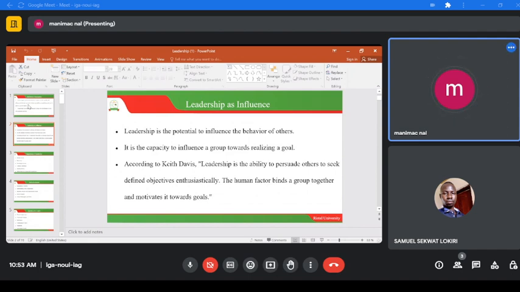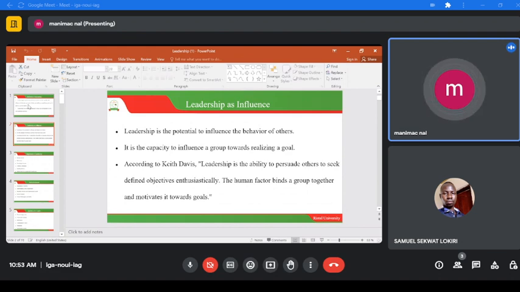Leaders can influence in a way that leadership is the potential to influence the behaviors of others. If a certain group of individuals or a member is possessing a certain funny behavior, then leaders can influence those members to change those behaviors. Further still, leadership can also influence the capacity of a group towards realizing their goals. Because certain individuals, in the middle of the way, they might lose the focus. So here, leaders need to influence that group on how they are supposed to realize their goal.